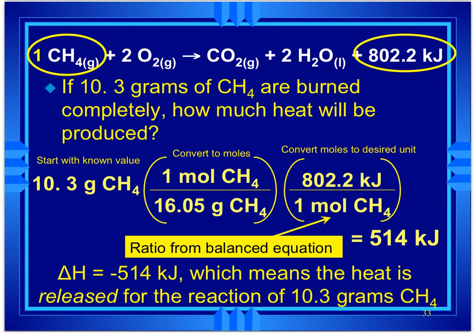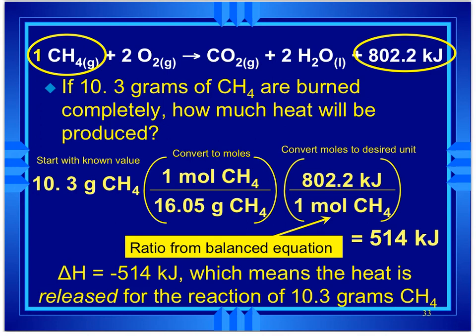So now we're going to get into some problems, and you probably will be doing a worksheet like this in class, so make sure that you're paying attention to how to solve these problems. So here's that equation that we saw on just one of the previous slides. Here's our methane, here's our oxygen, producing our carbon dioxide and water, and our 802.2 kilojoules. So the problem is, if we have 10.3 grams of methane, they're burned completely, how much heat will be produced?